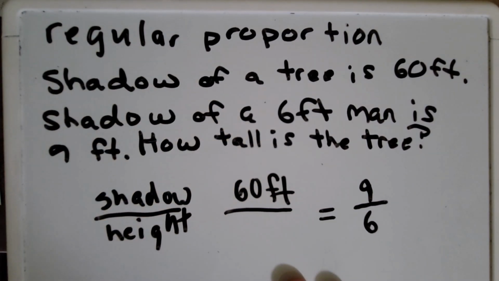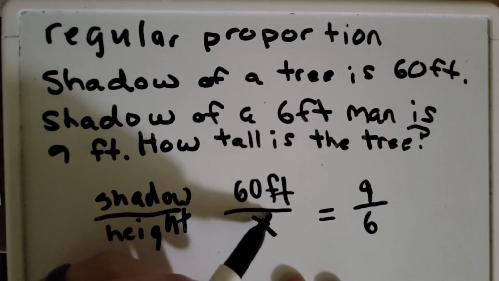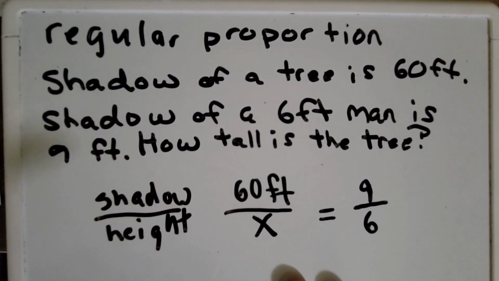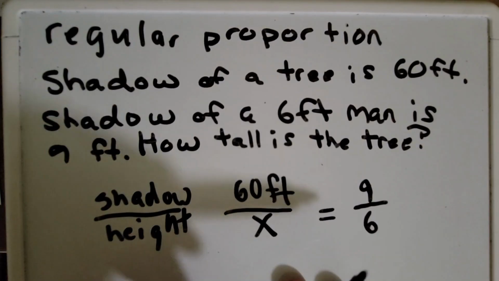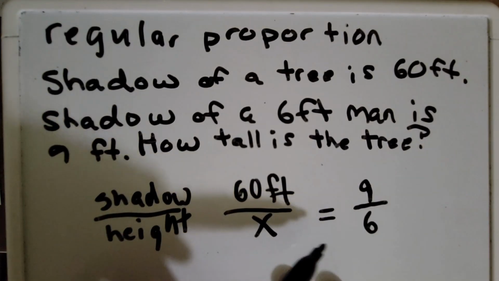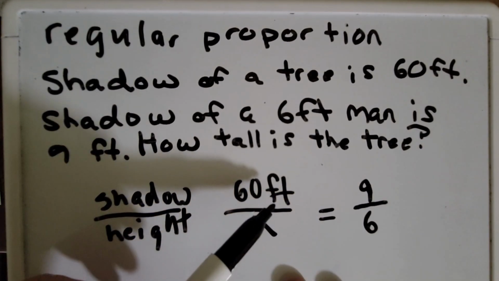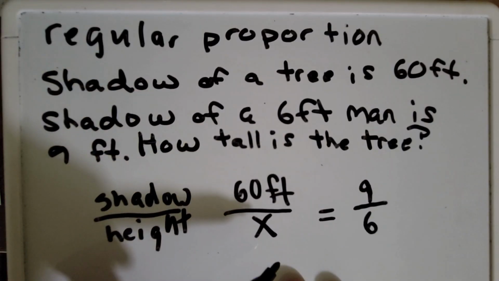However, we do not know what the height of the tree is. That's what they're asking, right? So that's going to be x, right? Now that we have this, we can go ahead and reduce before we begin, right? So as I said previously, when it comes to reducing, when it comes to ratios, you can either do reducing horizontally or you can do vertically. You cannot do diagonally, right?